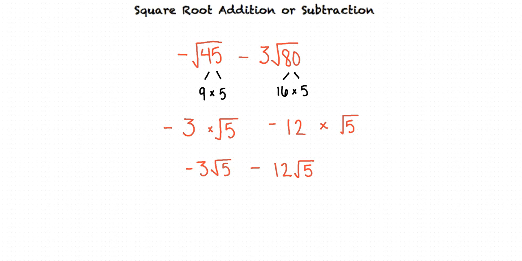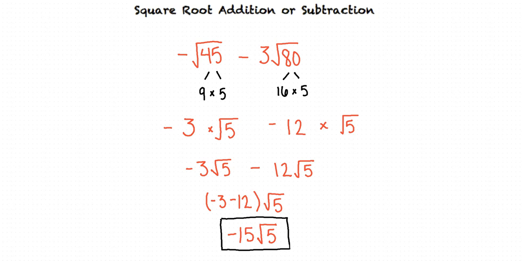Okay, so now our expression to simplify has become negative 3 square root of 5 minus 12 square root of 5. Right. Now, since negative 3 square root 5 and negative 12 square root 5 are like radicals, we can combine the numbers in front of the square root 5, rewriting this as negative 3 minus 12 times square root 5. When we subtract 12 from negative 3, this becomes negative 15 square root 5, which is our final answer.